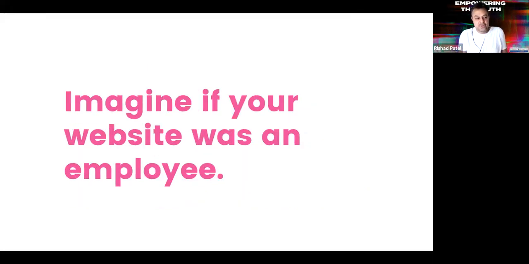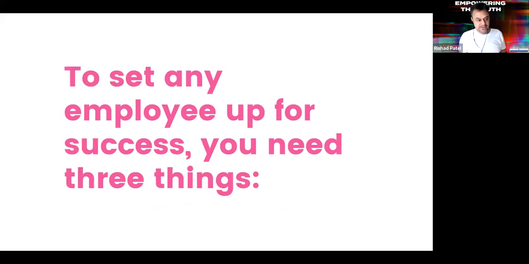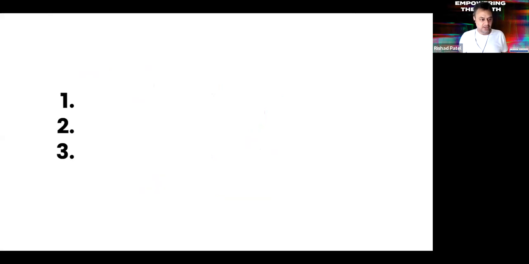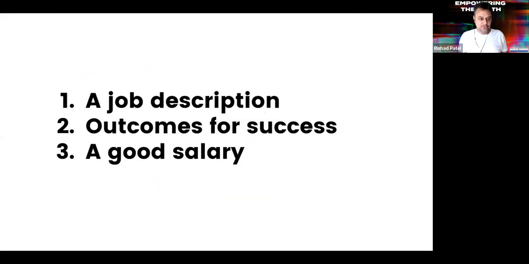A good way to do it is to imagine if your website was an employee, right? Literally. You need three things. You've got to set them up with a job description. Here's what I want you to do, website. You've got to have outcomes for success. I want you to achieve this every week, this every month, and this every 6 months, and at least that every year. And then you pay it a salary. And I mean salary, right? You spend something on your website. And by website, I mean Twitter. I also mean Instagram. I mean whatever you like, you know, podcast. It's your surface to the world.